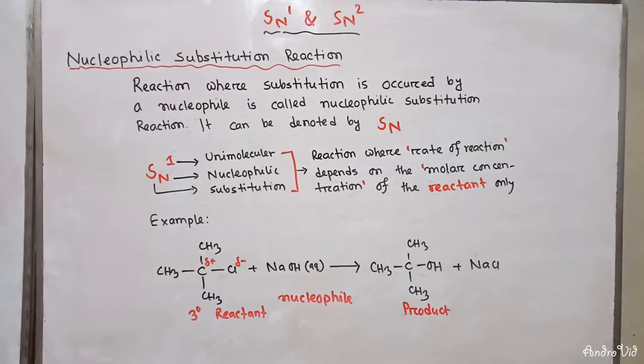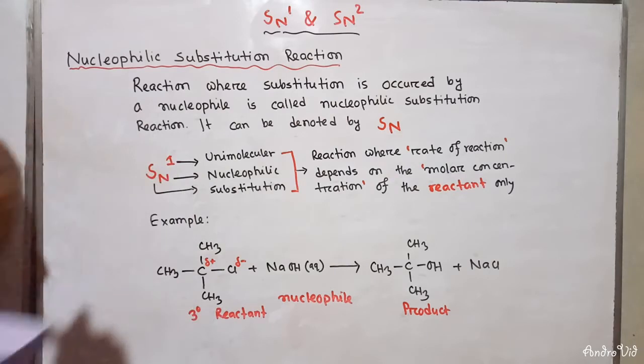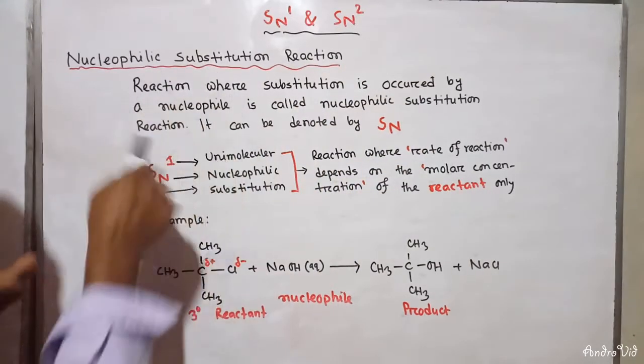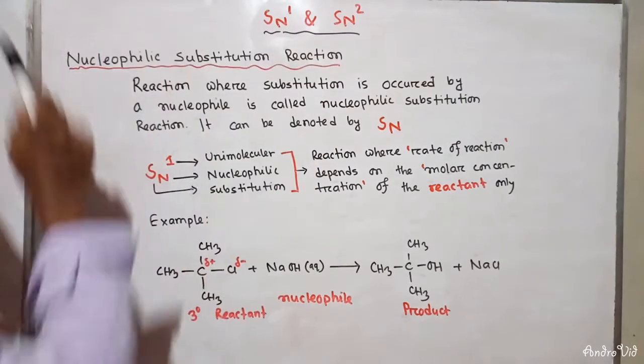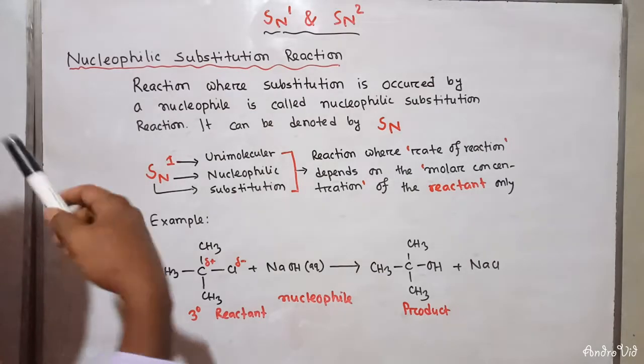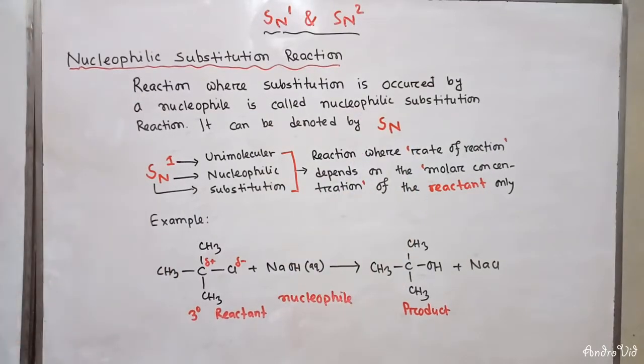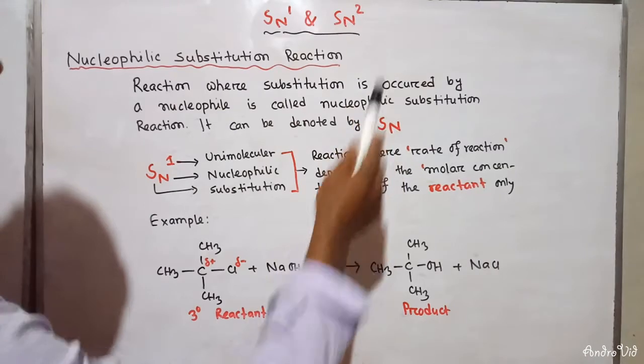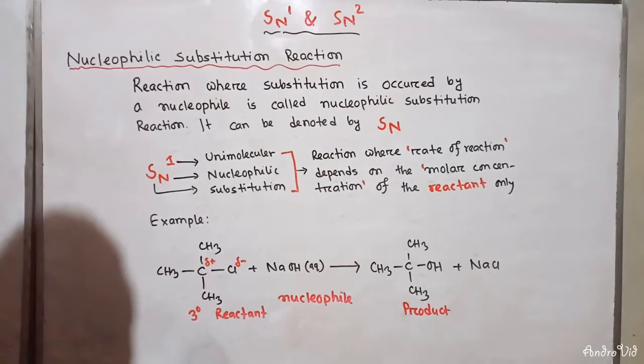So a neutral molecule can also be a nucleophile. It just should contain a lone pair of electrons if it is a neutral molecule. Again, if any ion holds a negative charge, it can also act as a nucleophile. Somehow it should contain an excess number of electrons if it wants to be a nucleophile. If substitution occurs by such a nucleophile, then I can say this reaction is a nucleophilic substitution reaction. And this type of reaction you can denote by SN, where S means substitution and N means nucleophilic.